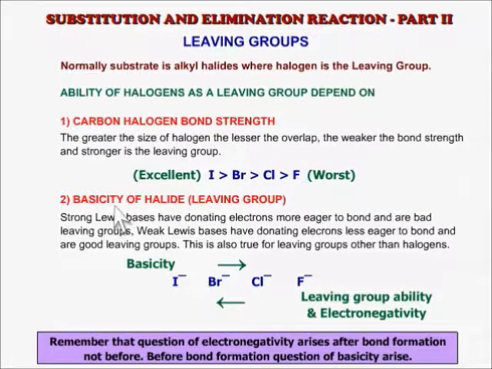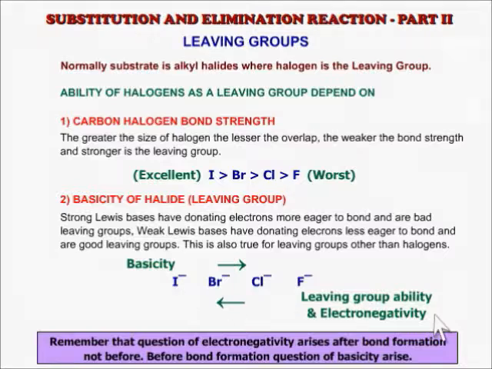If the leaving group is a strong Lewis base, then it is a bad leaving group, because in the case of a strong Lewis base, the donating electron pair is more interested in bonding rather than leaving. If the leaving group is a weak Lewis base, then it is a good leaving group, because the donating electrons in this case are least interested in bonding and happy remaining isolated.